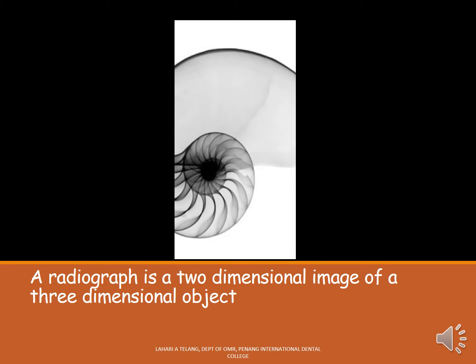First of all, you must understand that a radiograph is a two-dimensional image of a three-dimensional object. That's why the radiograph shows you an image of a three-dimensional object like this shell on a flattened surface, and hence the one thing that you need to perceive is the depth, which can sometimes be tricky and difficult to do.